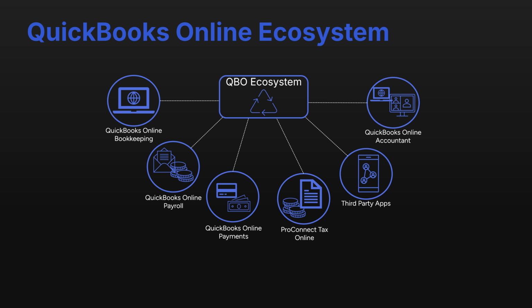And then, of course, if you want to receive payments, you can also use what's called QuickBooks Online Payments. In other words, it's their merchant account that you can subscribe to, and of course use just like you can any other type of service. And then you have ProConnect Tax Online. And then you have third-party applications. One of the ones that we use is called Fathom. Fathom is a great business analysis or financial analysis tool, and it just gets better and better all the time. But there's many, many others.